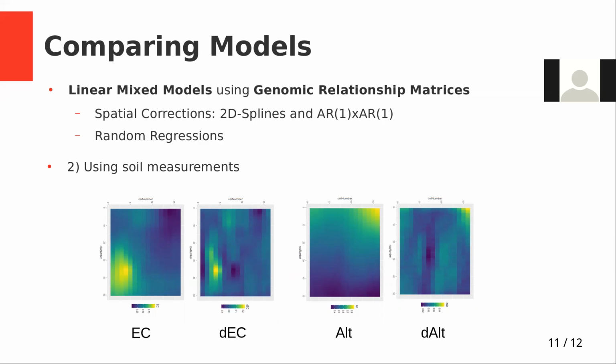I then calculated numerical derivatives of the EC and altitude to look at curvature in the field. So DEC is the first derivative of EC, while D alt is the first derivative of altitude. And these are numerical two-dimensional derivatives. And these results indicate that soil elevation curvature explains the linear mixed model environmental effects well, but there's more research to be done.